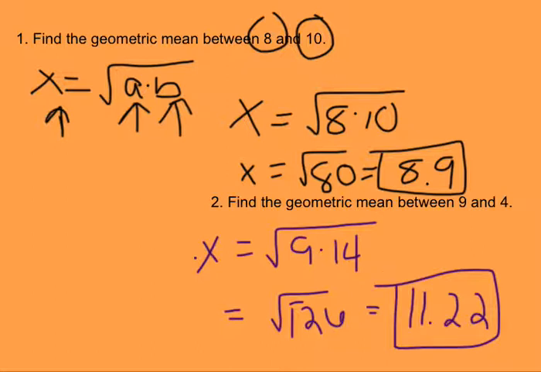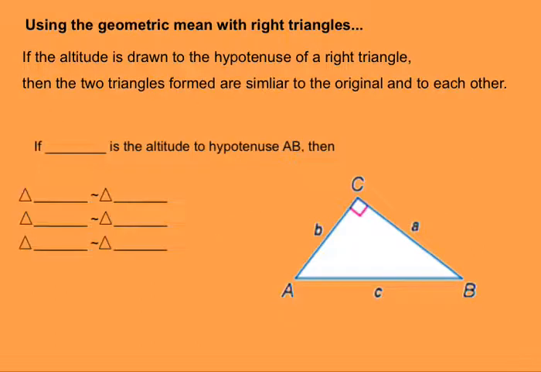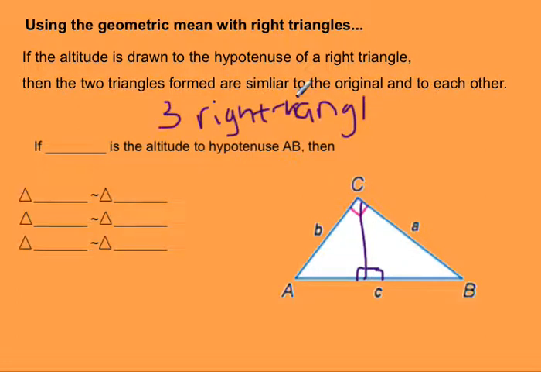Let's put this into practice. Now we're going to apply it to triangles. You can use it to find the altitude of a right triangle. This is the altitude, the height. The altitude is going to divide the hypotenuse, the line, into two 90-degree angles. So basically what we're making is 3 right triangles with our altitude. All of these triangles are going to be similar to each other.